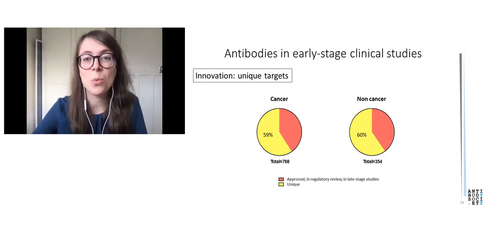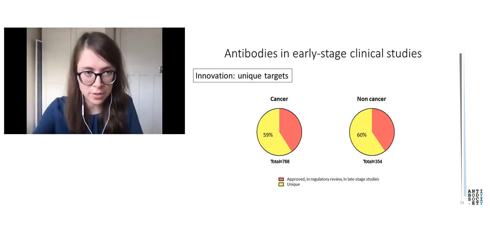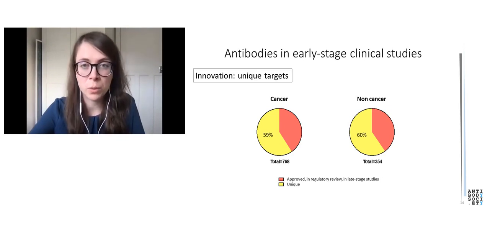With this slide, I want to show you innovation. And this is our analysis on the proportion of unique targets in the 2 groups, antibodies for cancer indications and for non-cancer indications. By unique targets, we mean targets towards which there are no antibodies in late-stage regulatory review or approved. And interestingly, the proportion is very similar in cancer and non-cancer group, and is 59-60%, which means that the biopharmaceutical industry is engaging in innovative R&D.